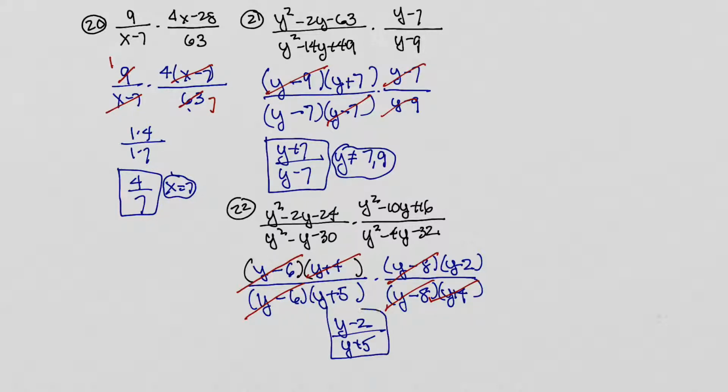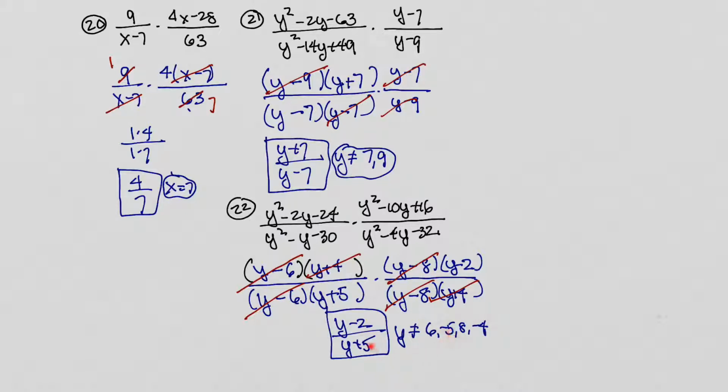So y minus 2 over y plus 5, and all this works as long as y is not equal to... now take it back one step. Look what's going to make these 0, just the denominators, right? 6, negative 5, 8, and negative 4. So we'll write those. We'll get 6, negative 5, 8, and negative 4.